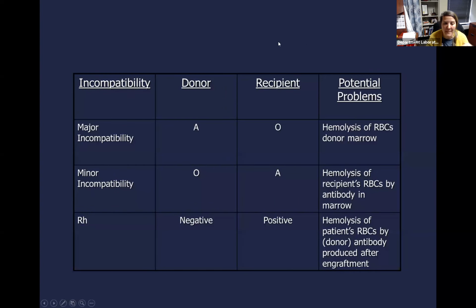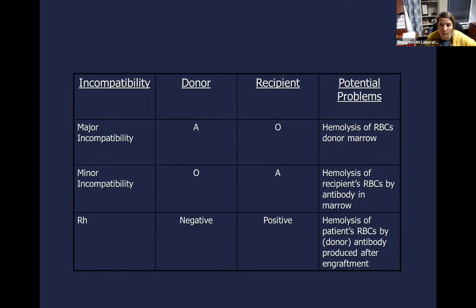So remember, in a major incompatibility, you have your recipient antibodies that are going to attack the donor cells, right? So you will have some hemolysis, so you will have a positive DAT. And then in minor incompatibility, your donor antibodies will attack the recipient cells. So you'll also have a positive DAT.